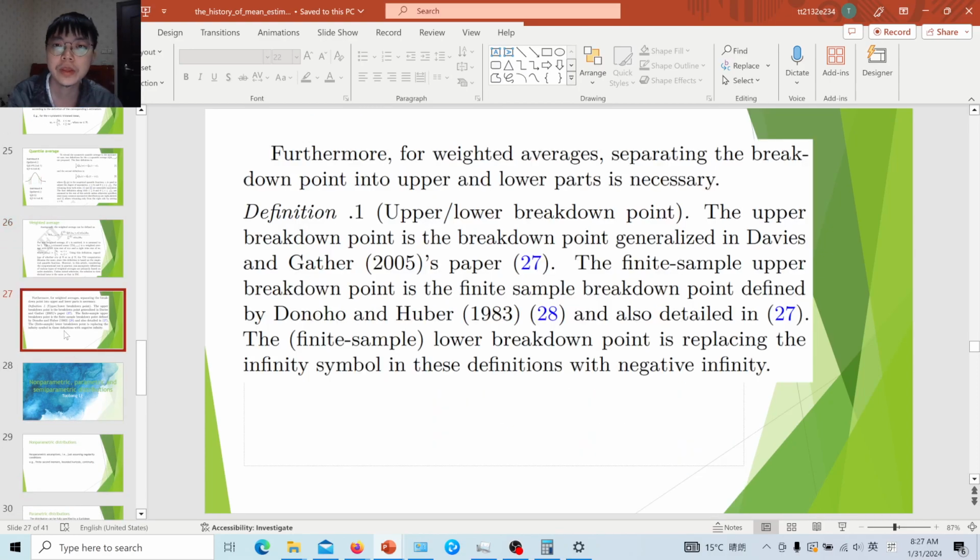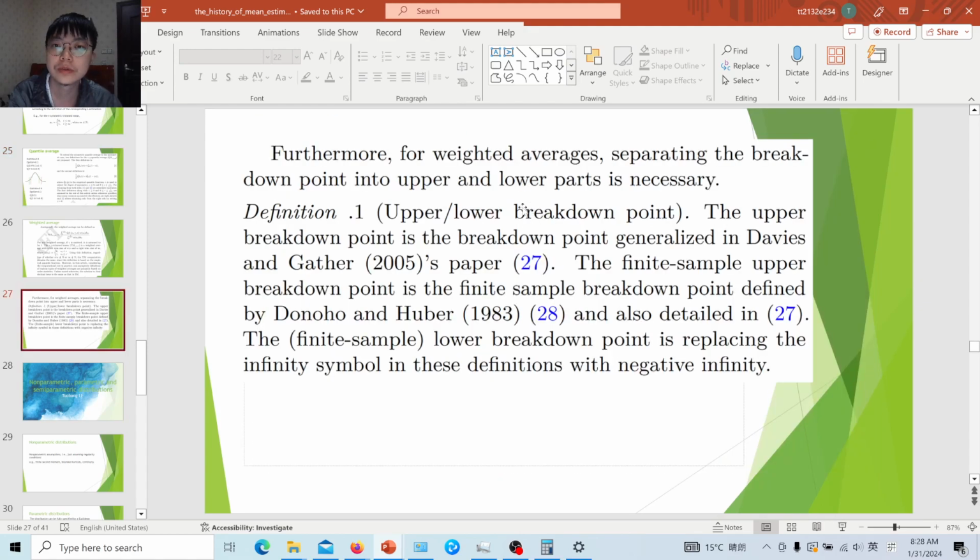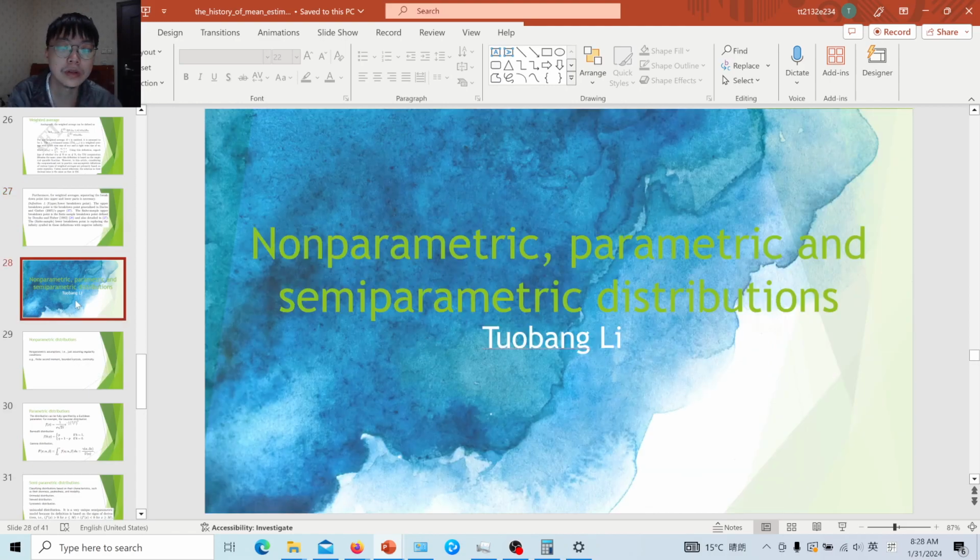and it will be very complex, relating to the empirical quantile function. Furthermore, because the trim proportions for the right-hand side and the left-hand side are different, we can separate the breakdown point into upper and lower parts. It is necessary in this case. Previously, the breakdown point just considered the infinity case, and now, replacing infinity with negative infinity, we get the lower breakdown point.